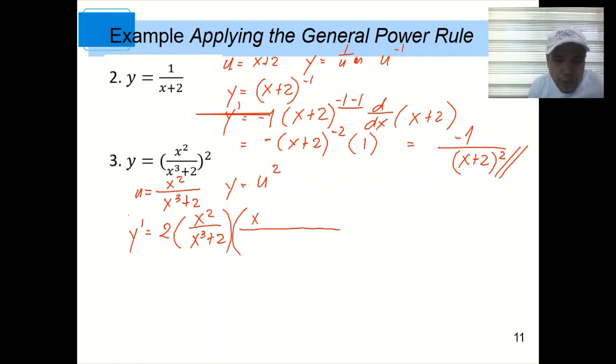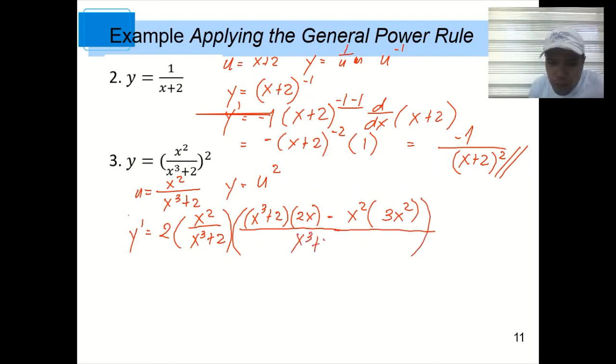So that will be x cubed plus 2, so denominator, times derivative of numerator, which is 2x, minus numerator x squared, derivative of denominator, which happens to be 3x squared, all over denominator squared, which is x cubed plus 2 squared. Okay, so from this line, meron na tayong x cubed plus 2, then x cubed plus 2 squared. So, ang denominator natin will be x cubed plus 2 raised to 3.